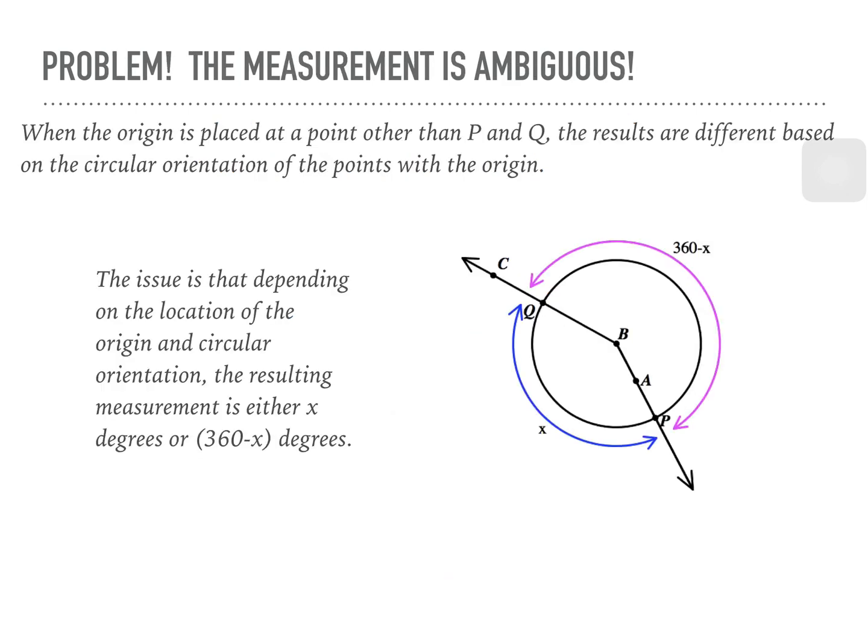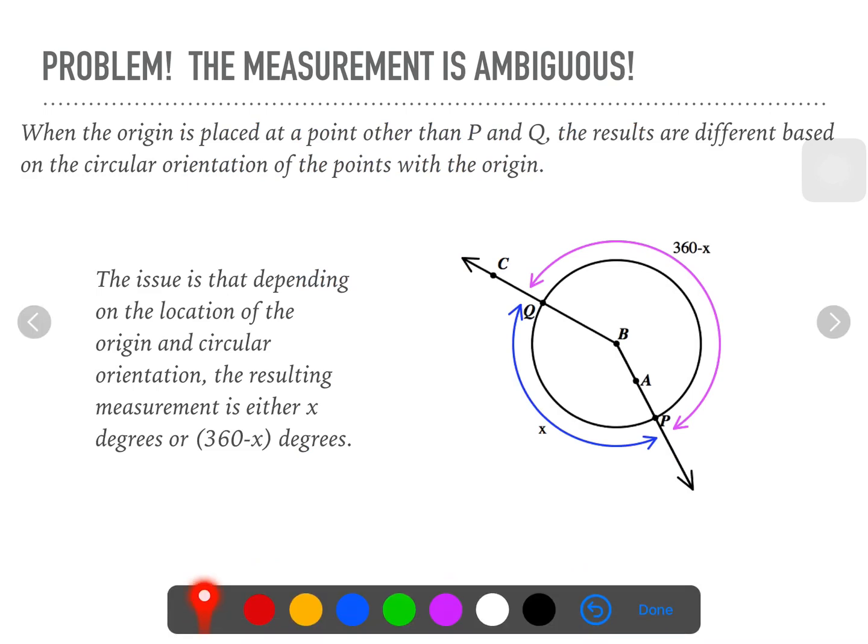Now, there's a problem with this measurement. The problem is that it's ambiguous the way it's defined. And this problem stems from the fact that as you're looking at it, you can't quite tell, based upon where the origin is and what the circular orientation is, if you're talking about this measurement here or this outside one here. So we're going to have to come up with a way where we decide what we're going to call the measure of this angle.